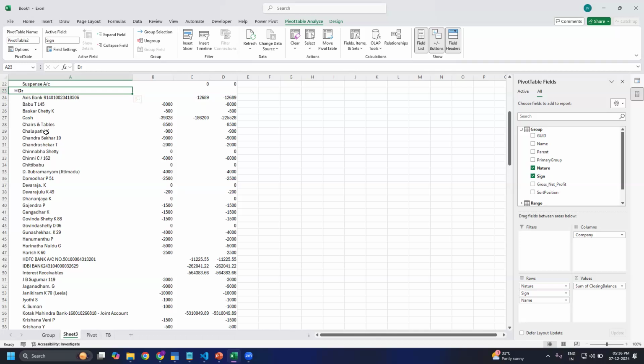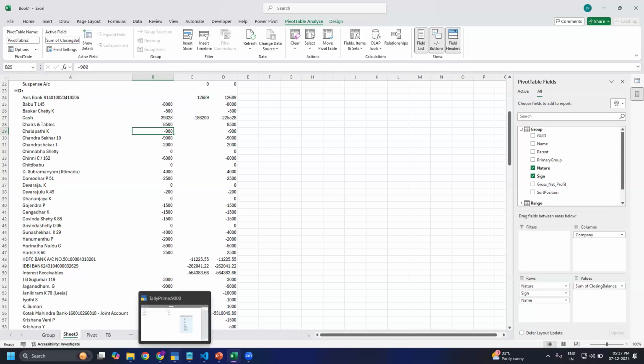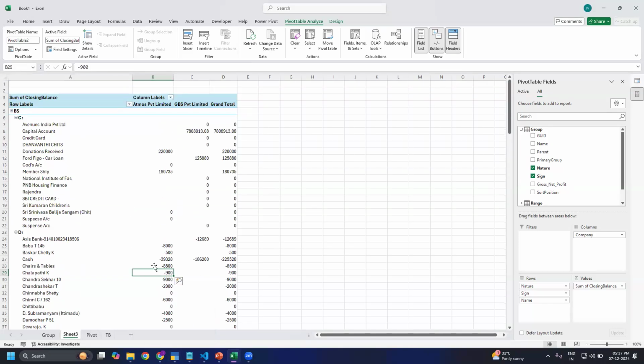So suppose if you take some ledger name like Chalapati K, I will do alter and I will change this closing balance in Tally, and we will do refresh and we will come to Excel and we will check that one. So here is minus 900. Now I will go to Tally and I will change that one. And this ledger belongs to Atoms Private Limited.